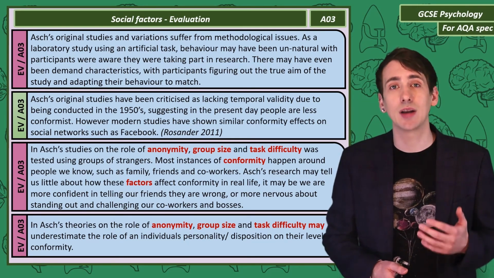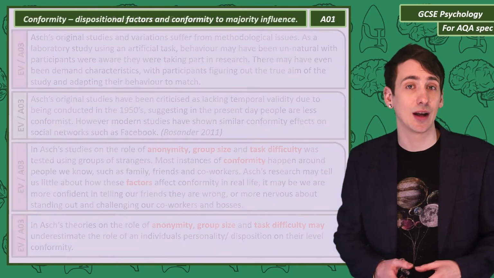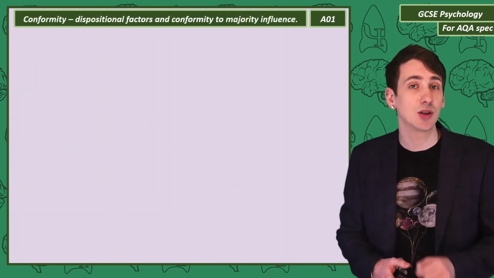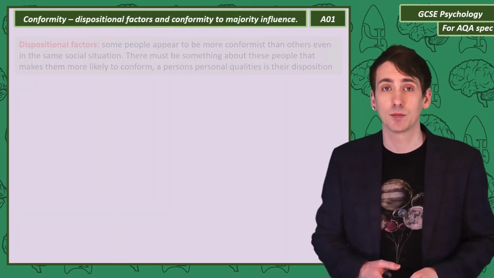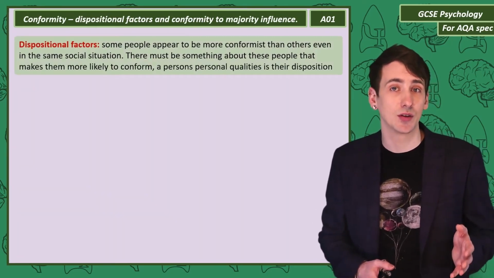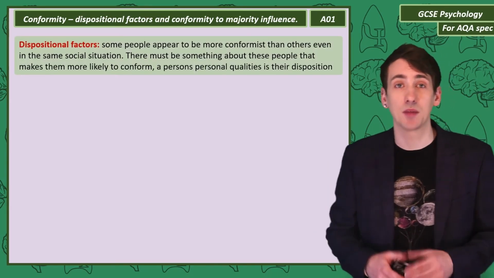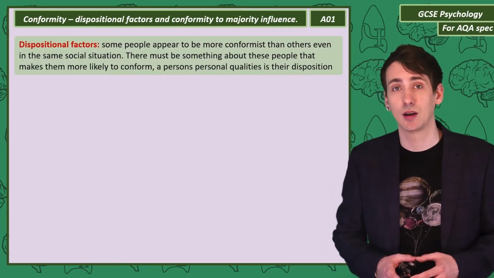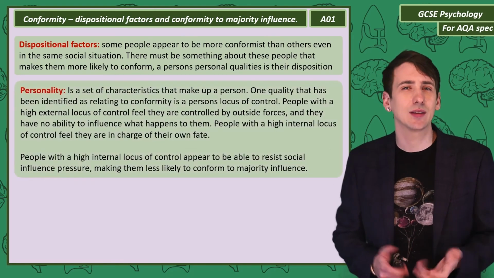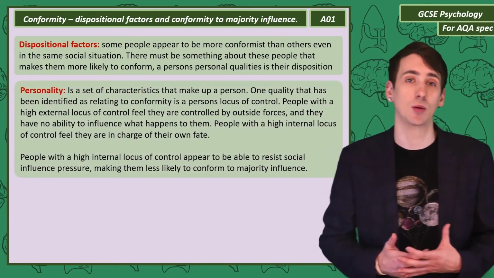This suggests there might have been aspects to personality that influence conformity. Speaking of personality, let's look at disposition in relation to conformity. Well, we notice that some people are more conformist than others in the same social situation. It could be their personality, their set of personal characteristics. One aspect of personality that seems to be linked to conformity is a person's locus of control.